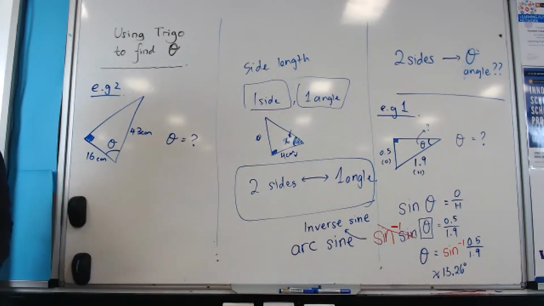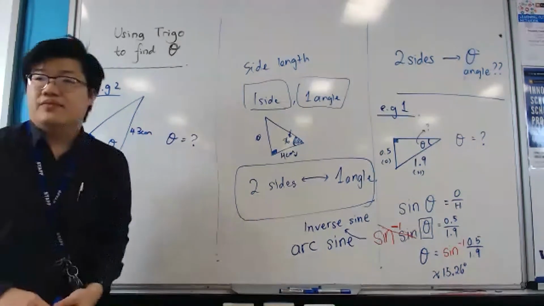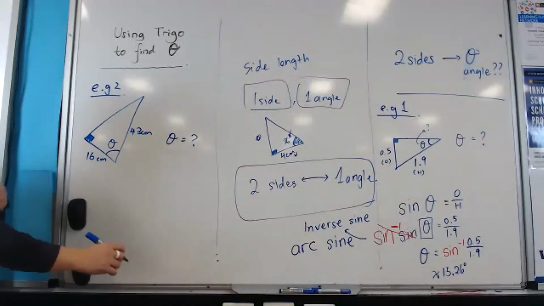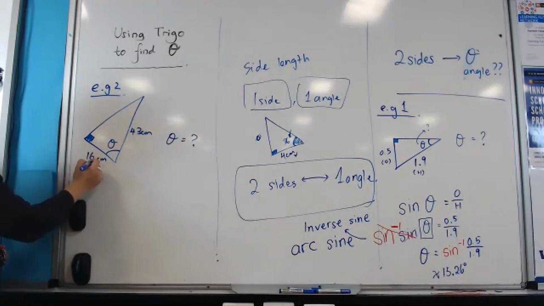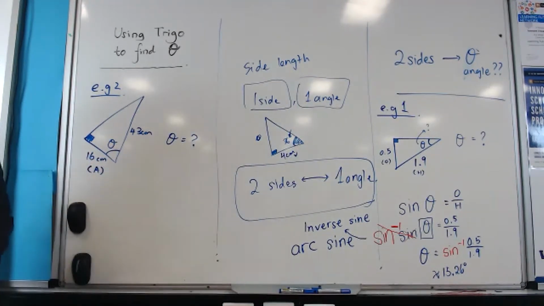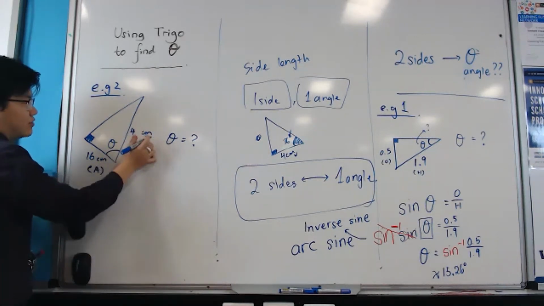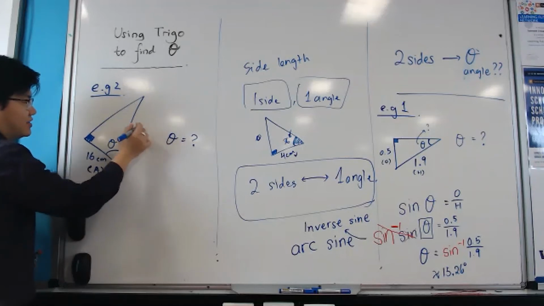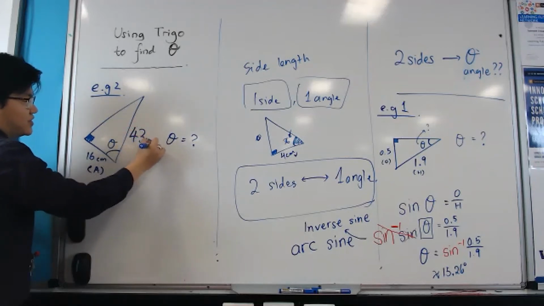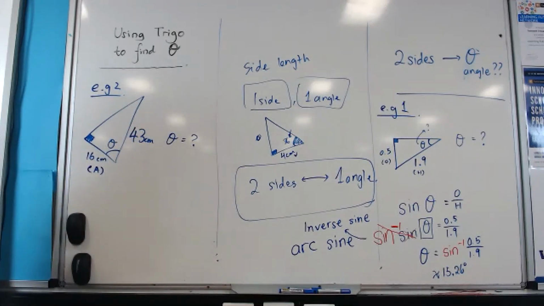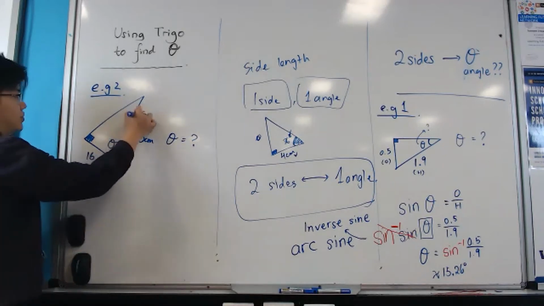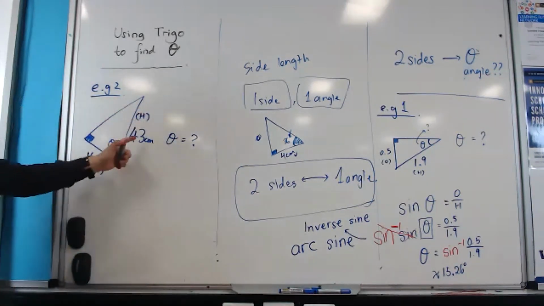Now you've got to tell me which is which. 16 is A. So according to Honey, 16 is adjacent. Now, what is the 43 centimeters? That's the hypotenuse. Very good. So you've got A, you've got H.